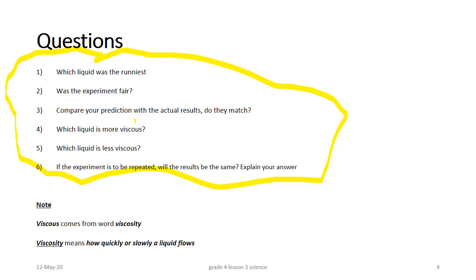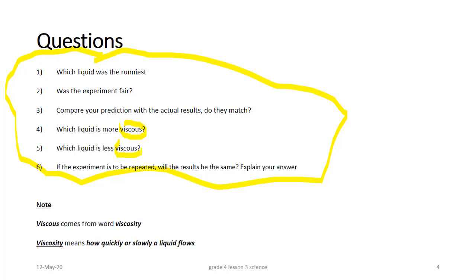Then you compare your prediction with the results found. Do they match? It's like you predicted which liquid was going to be the runniest. After you have recorded the time in the table, you will be able to identify which liquid runs faster than the others. Then, which liquid is more viscous? Viscous is a new word. And which liquid is less viscous?